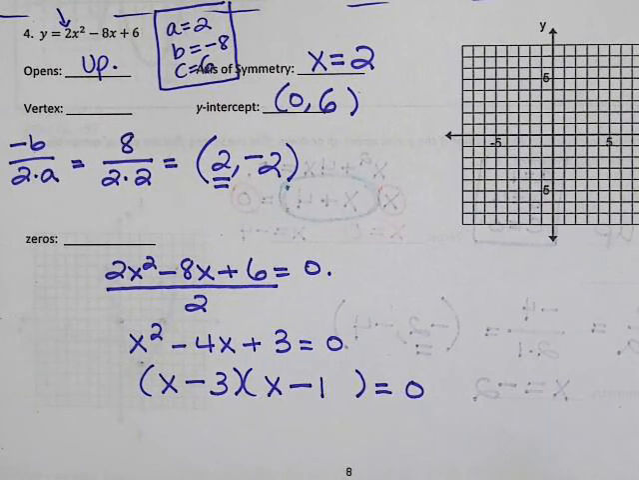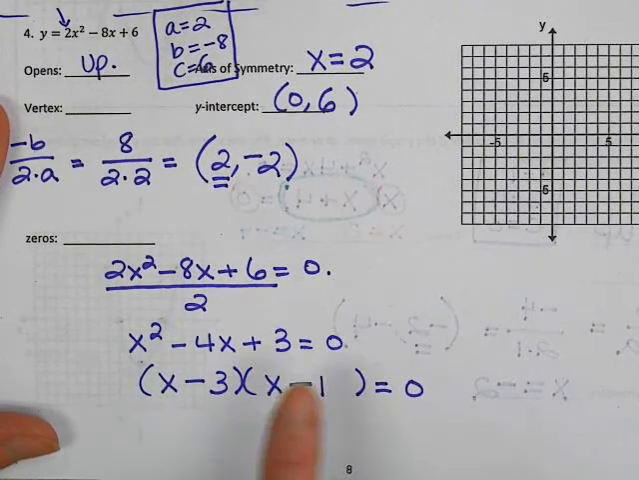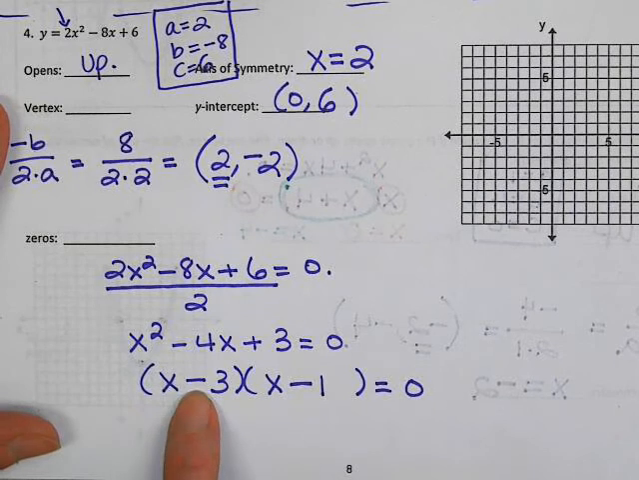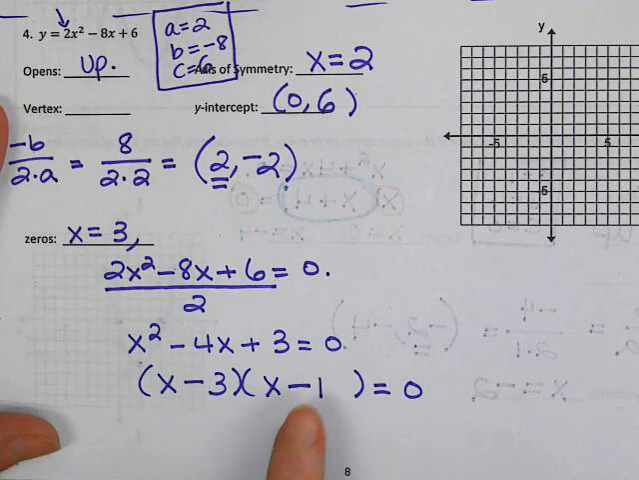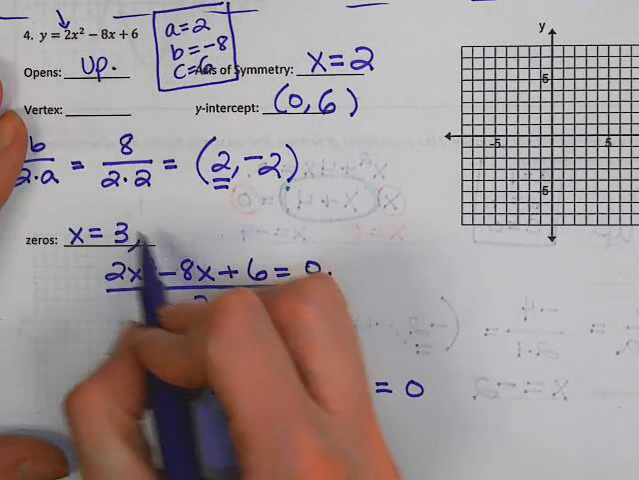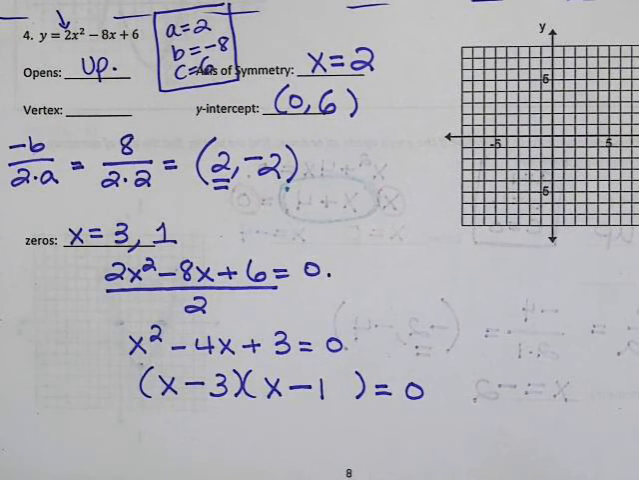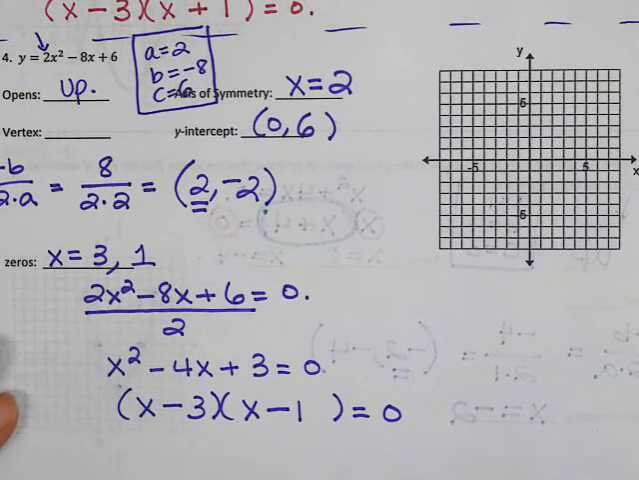All right, so we factored, but now let's actually find the zeros. And to find the zeros, remember, it's always the opposite. So if it's x minus 3, it's actually positive 3. And if it's x minus 1, it's actually positive 1. And that should cover everything we need to sketch our graph.